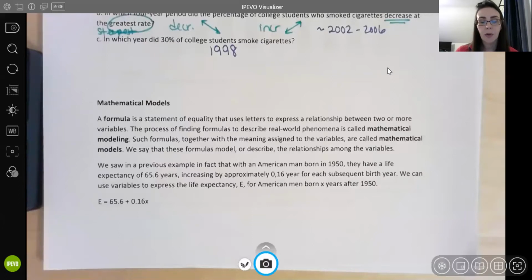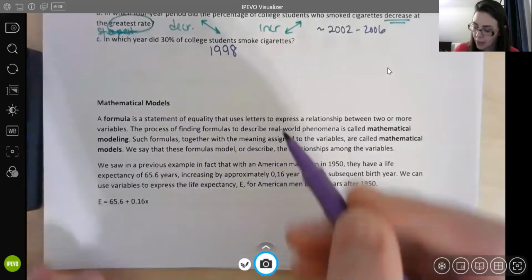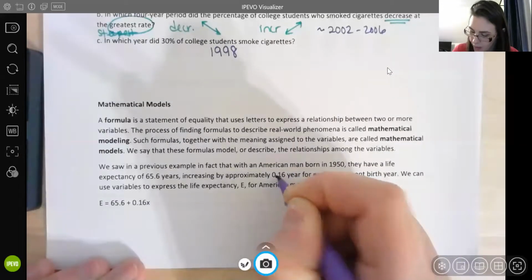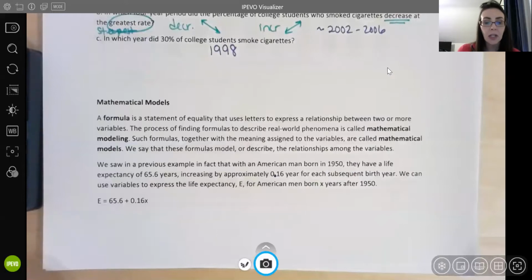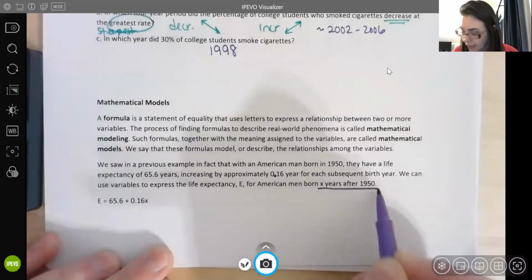So we saw in a previous example that an American man born in 1950 has a life expectancy of 65.6 years. And we also saw that it increases by approximately 0.16, so 16 hundredths of a year, for each subsequent birth year, right? So if you were born in 1951, you would theoretically live an extra 16 hundredths of a year. We can use variables to express the life expectancy E for an American man born x years after 1950.